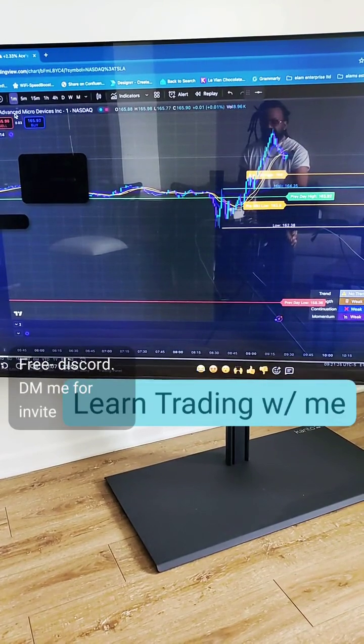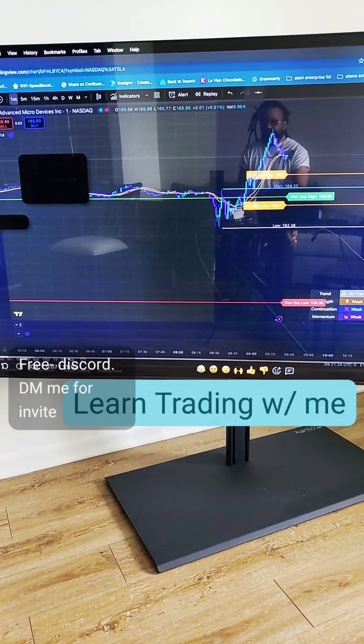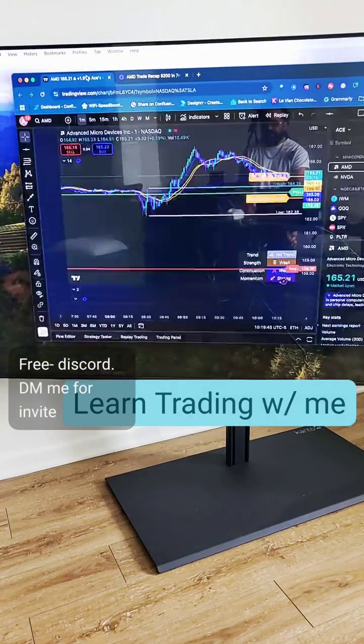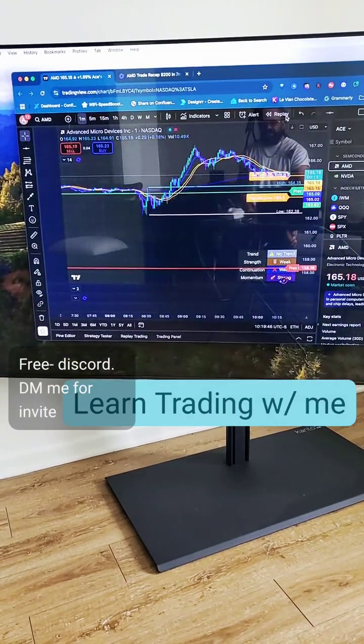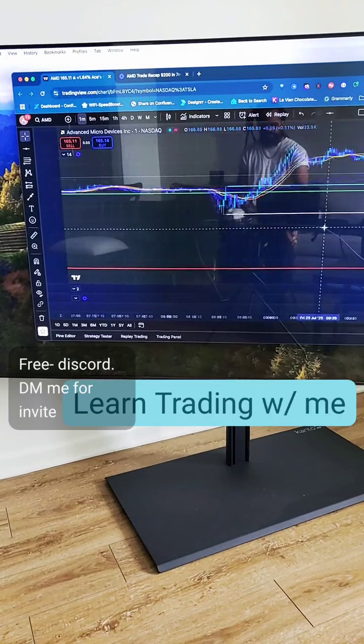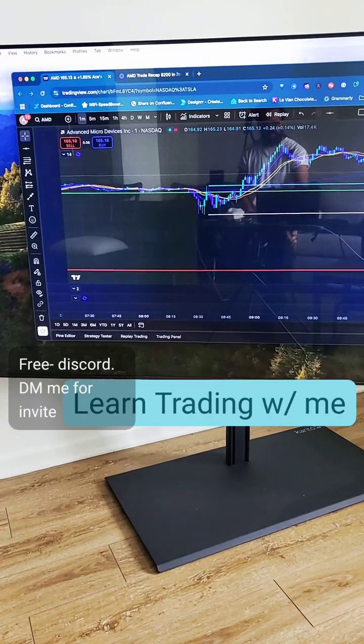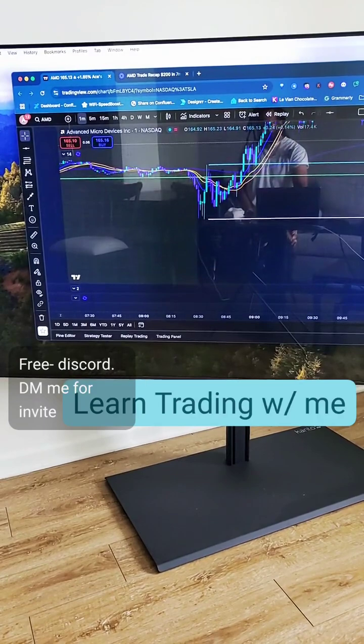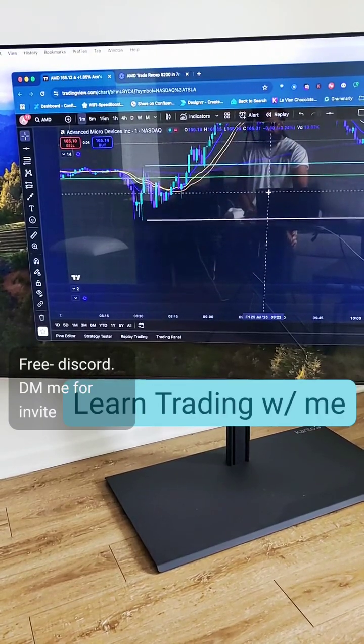Minimize this. No, that's not what I want. Minimize, switch to AMD, and then let me save some real estate here, adjust this screen, blow this up just a little bit so it's a little bit clearer so you all can see it.